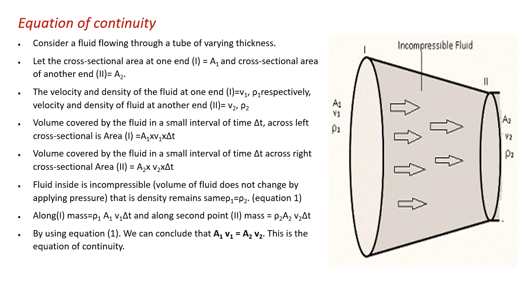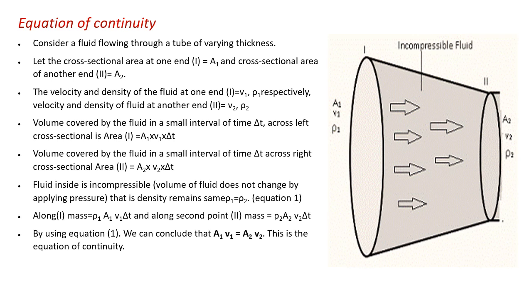Equation of continuity. Consider a tube of varying thickness as shown in the diagram. At one end, the area of cross section is A1 and at the other end, the area of cross section is A2. Velocity and density of the fluid at one end is V1, ρ1 and at the other V2, ρ2.